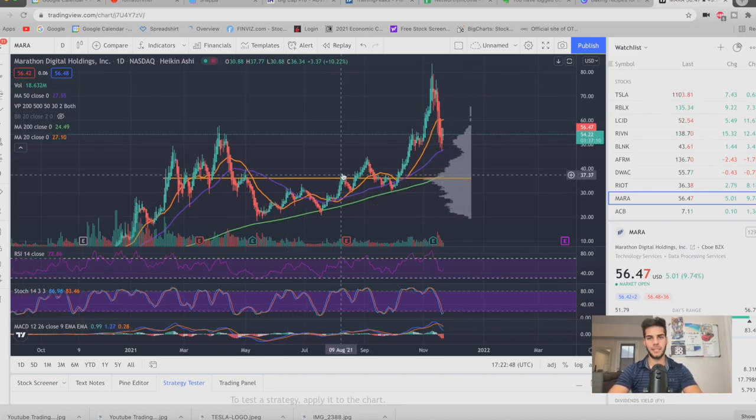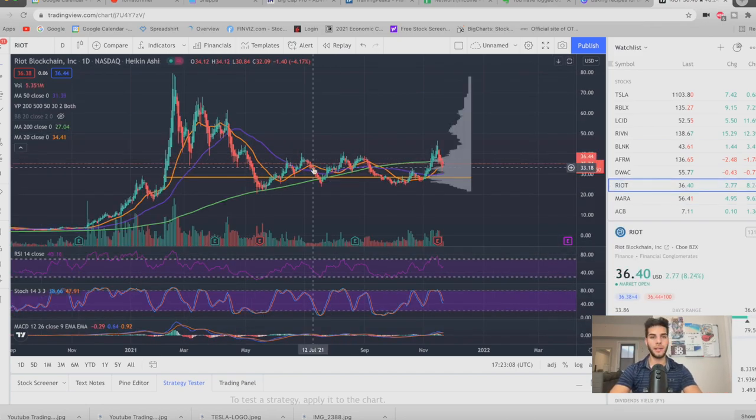One thing to keep in mind is Riot and Mara like to take turns taking the stride. Mara has been far outperforming Riot. So what we could start to see is Riot having more strength and Mara having more weakness going into a downtrend. This could be the new high and we could be in a downtrend for Mara, whereas before Riot had spiked up and it's been showing very little weakness compared to the chart of Mara.